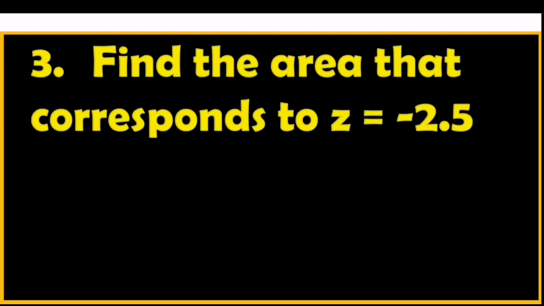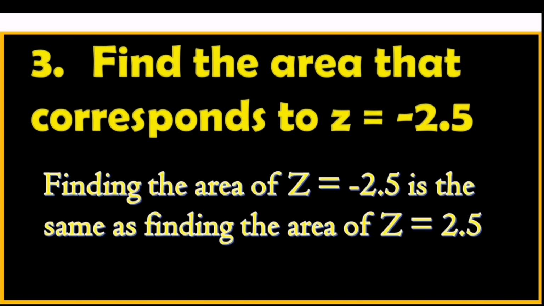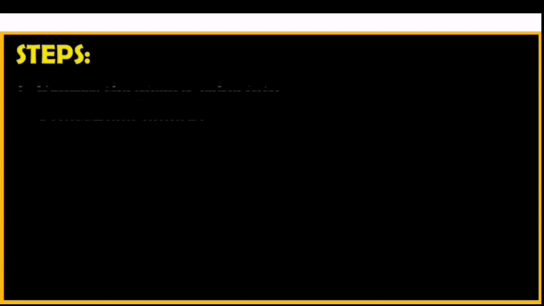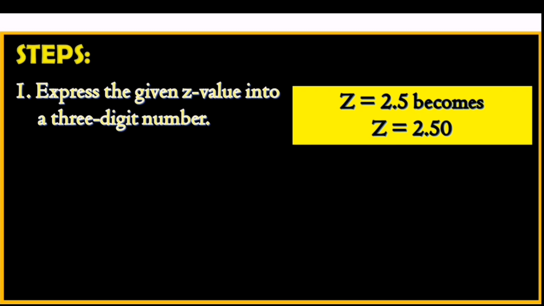Example number 3. Find the area that corresponds to z equals negative 2.5. Since the normal curve is symmetrical about the mean, finding the area of z equals negative 2.5 is the same as finding the area of z equals 2.5. We will express z equals 2.5 into a 3-digit number. So it becomes z equals 2.50.